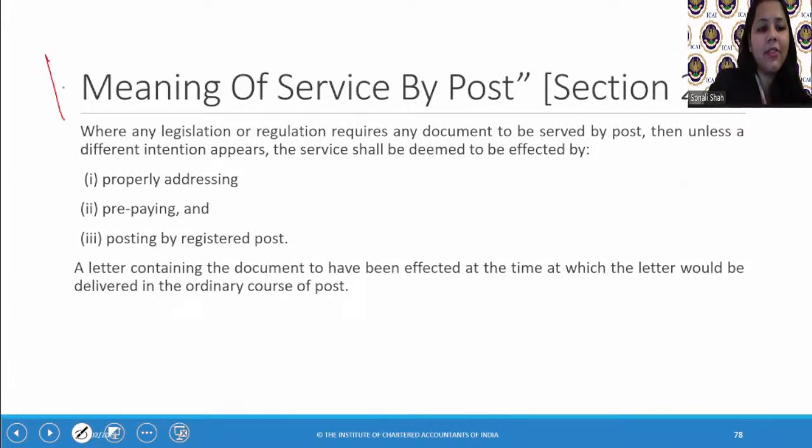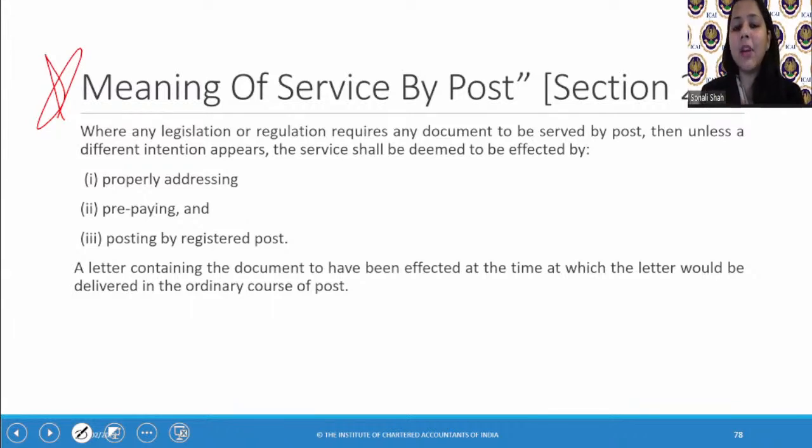Next is section 27. Mark this as important. What is the meaning of service by post? What is deemed to be service by post? So section 27 says, because you will see this provision of service by post in various legislation.